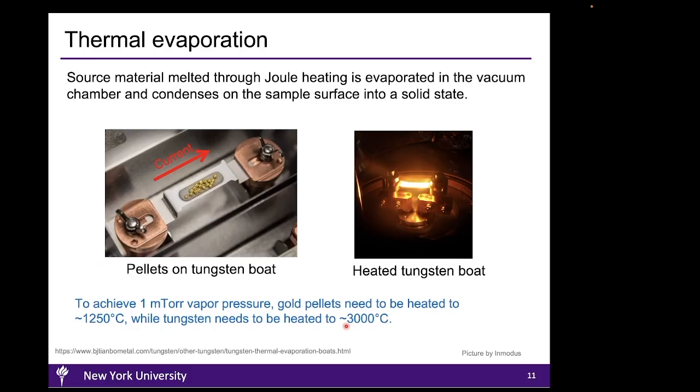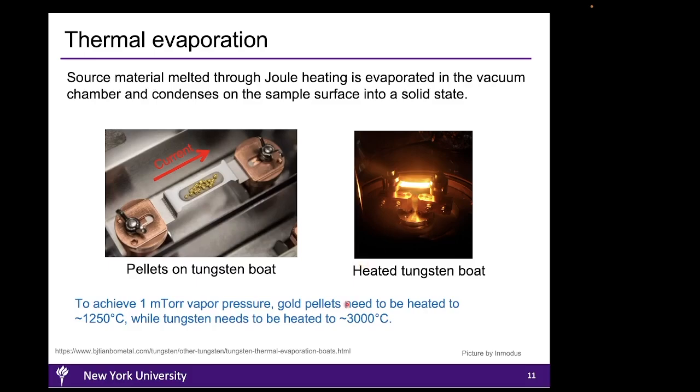In the thermal evaporation technique, a source material is melted through Joule heating. The photograph on the left shows gold pellets that are positioned on a tungsten boat. During evaporation, an electric current is passed through the tungsten boat, which generates sufficient heat due to the boat's electrical resistance. The photograph on the right shows the boat glowing from the heat.